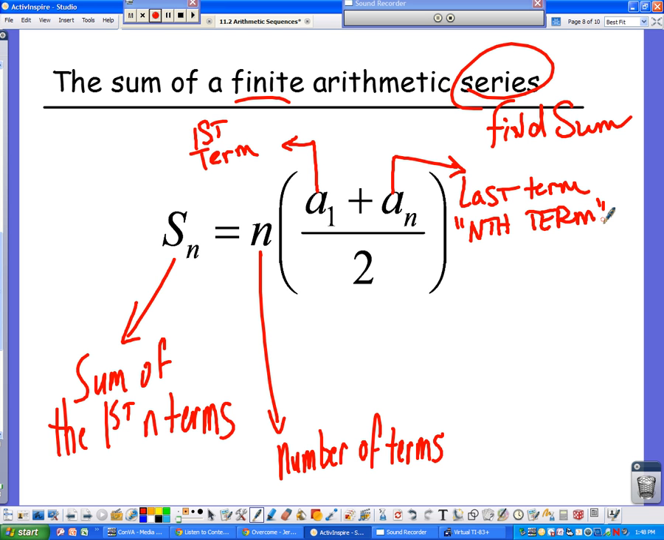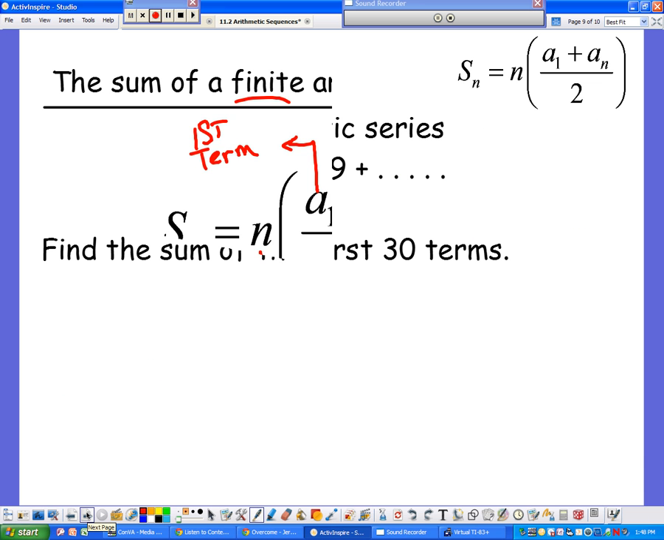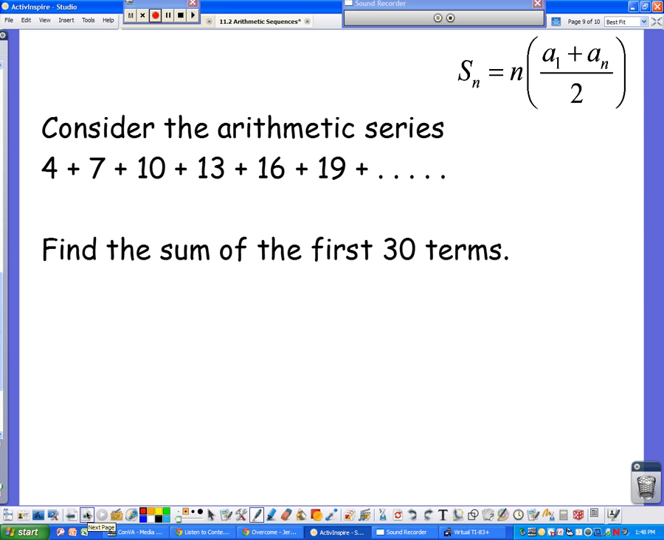All right, so real quick, let's go ahead and do an example. Consider the arithmetic series 4 plus 7 plus 10 plus 13 plus 16 plus 19. Now remember, the plus signs just indicate that this is actually a series, and we want to know the sum of the first 30 terms.